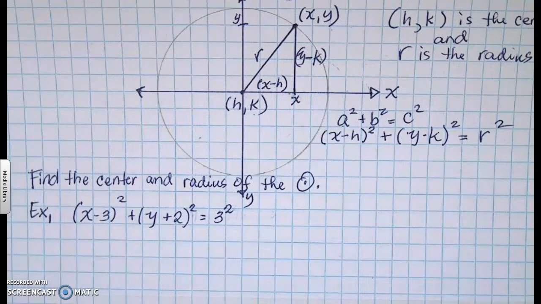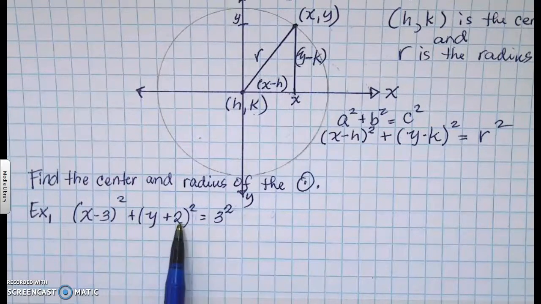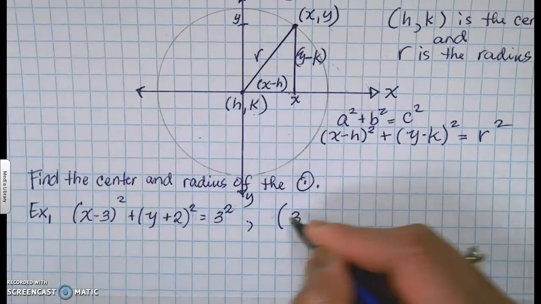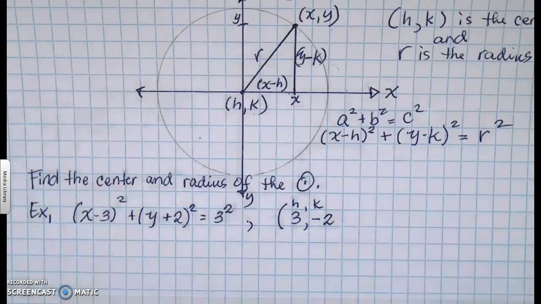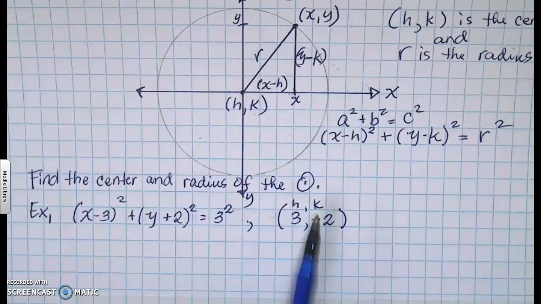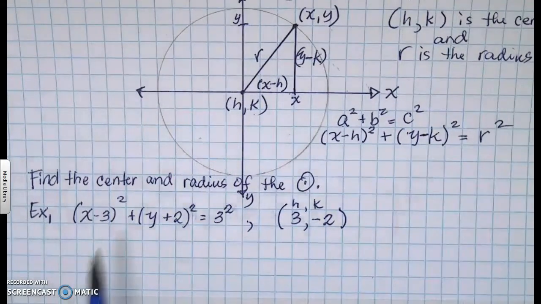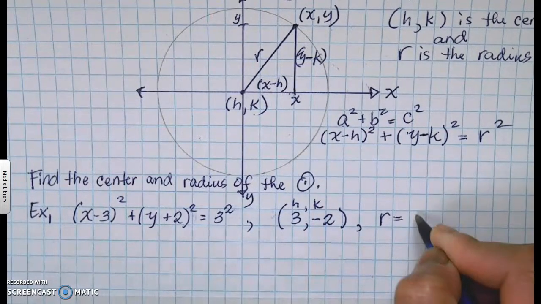The first one is this example right here, and our task is to find the center and the radius of the circle. Given this, we know that it's the h and the k. Therefore, your h is 3, and your k is negative 2. The reason it's negative 2 is because in the formula it says minus. So if it says minus, that means this is positive. If it says positive, that means it's negative. And your radius is equal to 3.